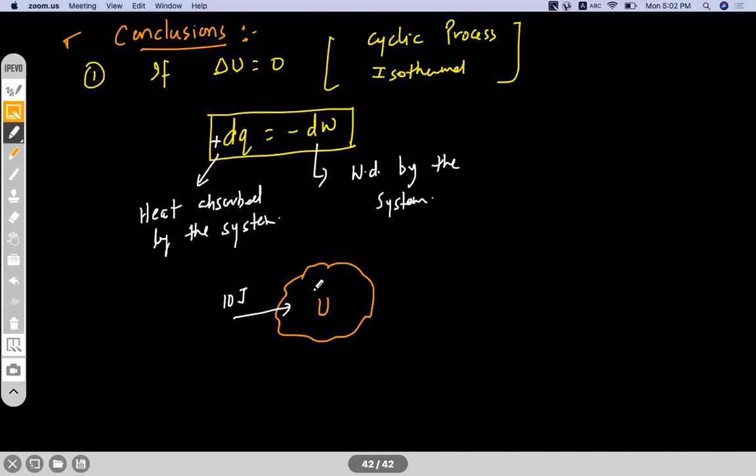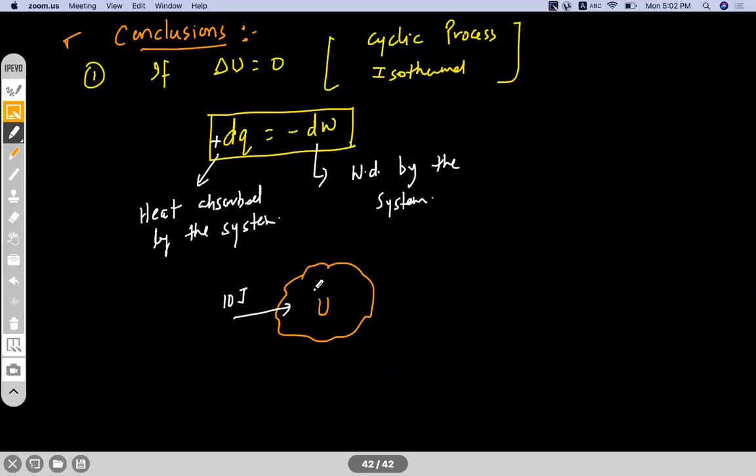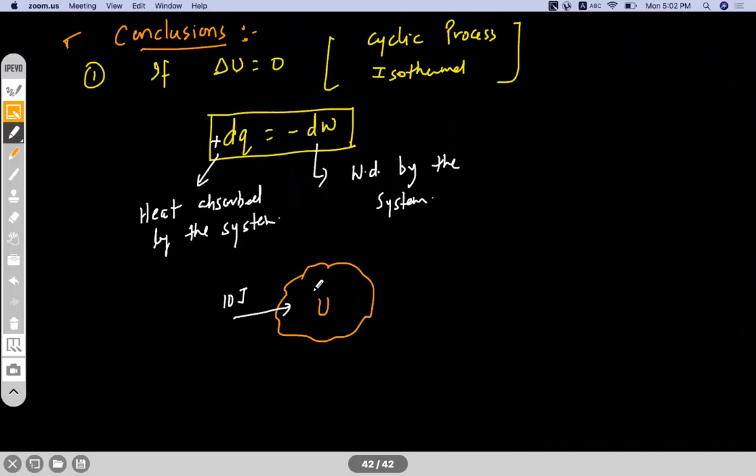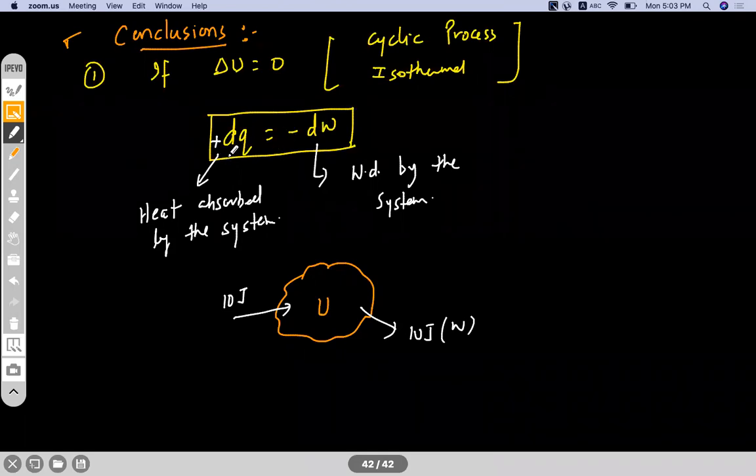The amount of energy that you are taking in, an equal amount of work has to be done. 10 joule of energy you are taking, and if you do an equal amount of work, 10 joule of work, it means there is no net gain or loss of energy for the system, and hence delta U is constant. That is the mathematical relation we have here: the amount of energy absorbed, an equal amount of work is done by the system.